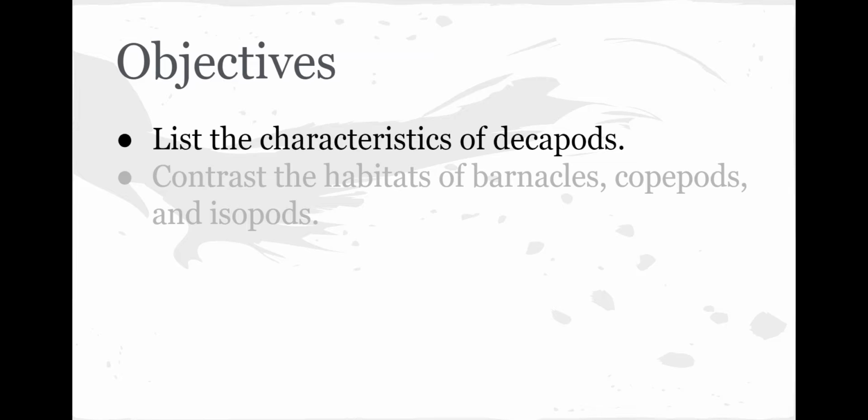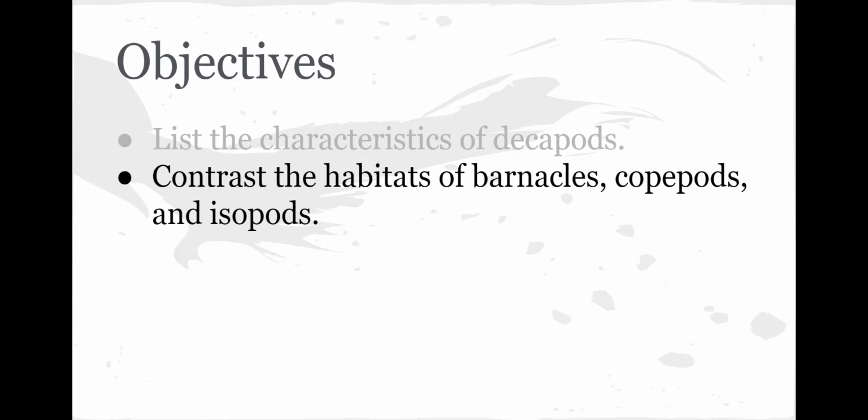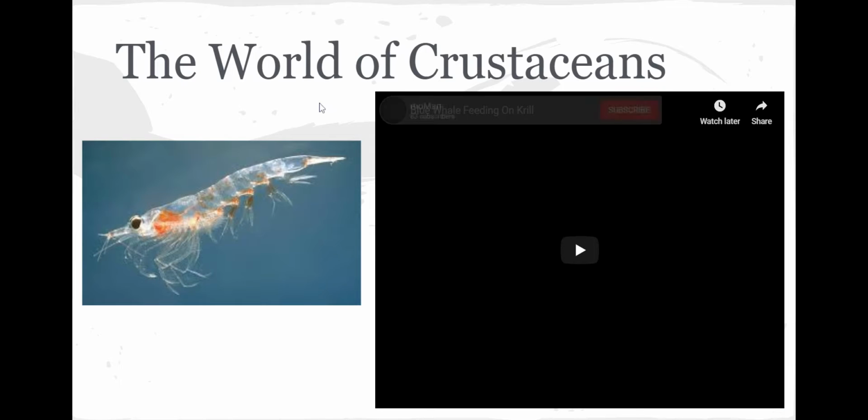So first up, list the characteristics of decapods. Decapods is one of the categories of crustaceans. And then contrast the habitats of barnacles, copepods, and isopods. Again, these are some of the other types of arthropods that we'll take a look at. All of these fall under the crustaceans category. So, the world of crustaceans.